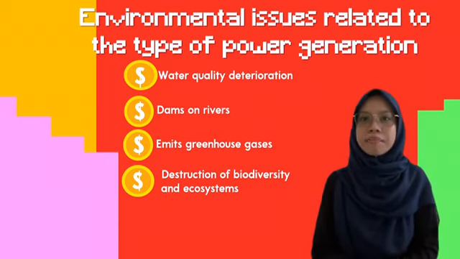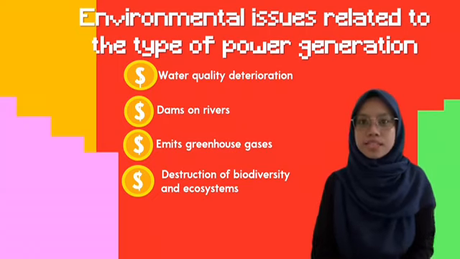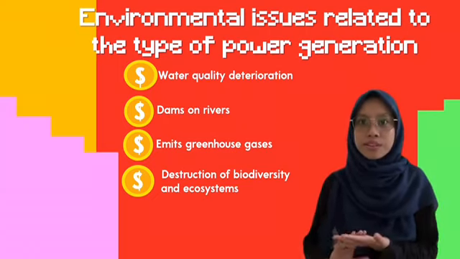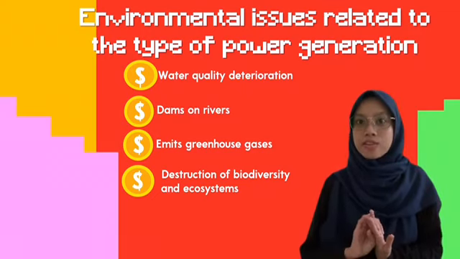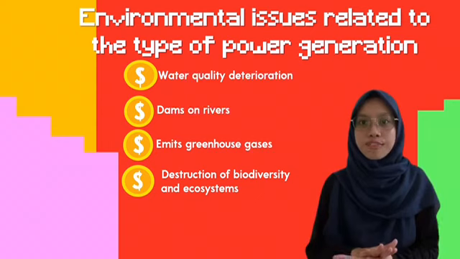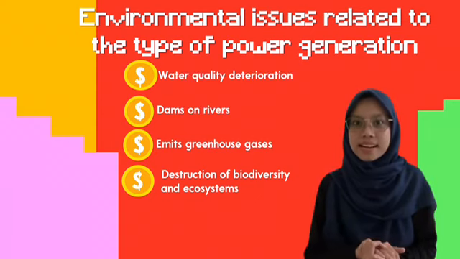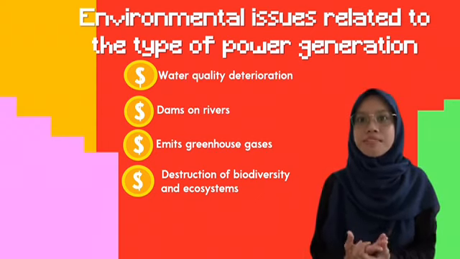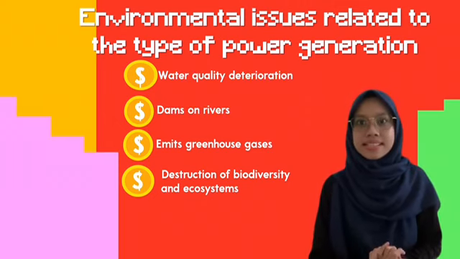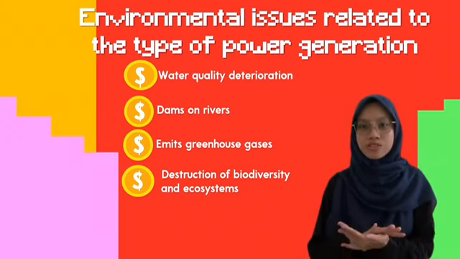Lastly, the environmental issue that related to the hydropower generation is destruction of biodiversity and ecosystems. Land clearing and removal of natural vegetation result in the loss of valuable vegetative community types as well as species and also habitats.